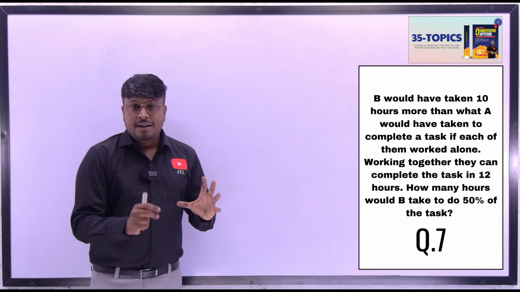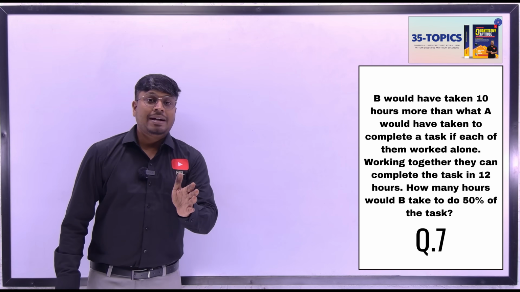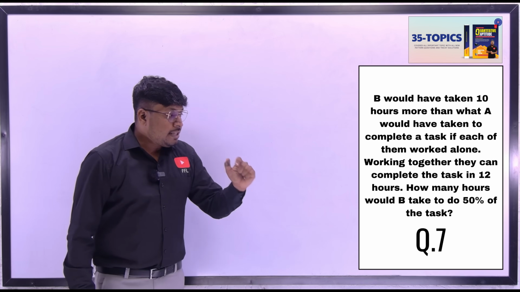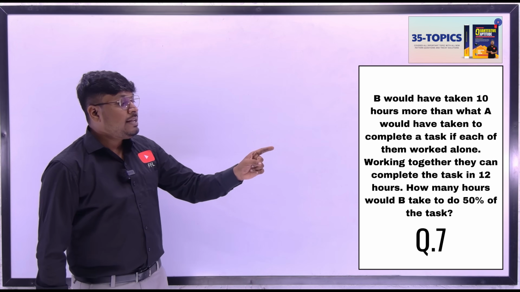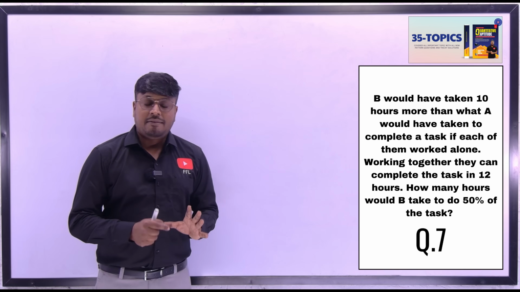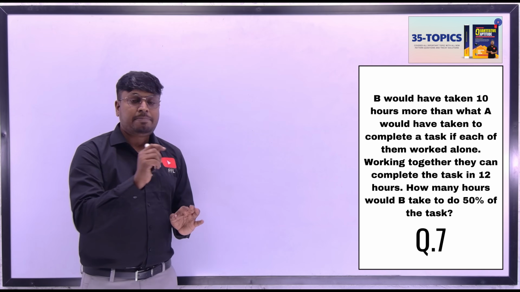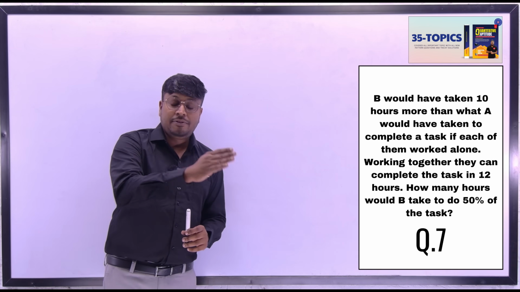For example, if A is completing a work in 20 hours, B could have completed the work in 30 hours because he is taking 10 hours more than A. And another point they have given is, if both the persons are working, they will complete the total work in 12 hours. Our target is to find how many hours B takes to do 50% of the task. Again, at last we need to find B's 50% of the task.